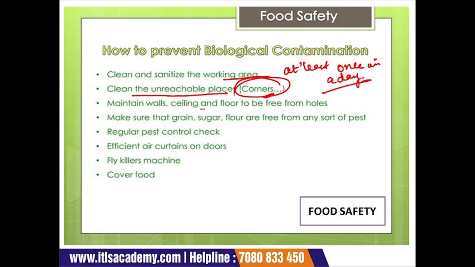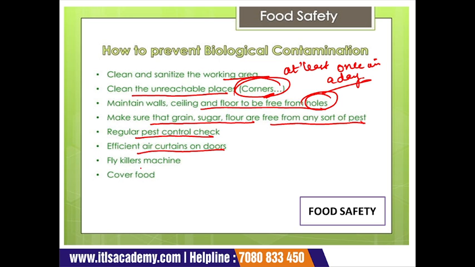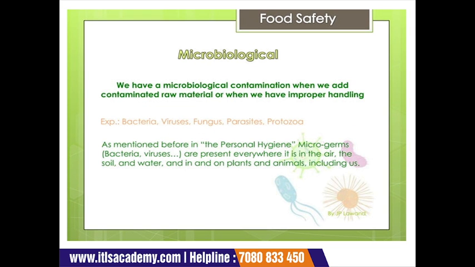Maintain the wall, ceiling and floor to be free from holes. If holes are present, then insects and cockroaches live in those holes. Make sure that grain, sugar and flour are free from any sort of pest. Do regular pest control checks. Use an efficient air curtain on the door, a fly killer machine, and covered food. When you are preparing any food, you have to cover the food material.